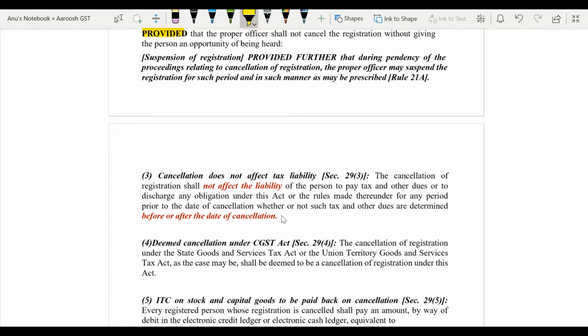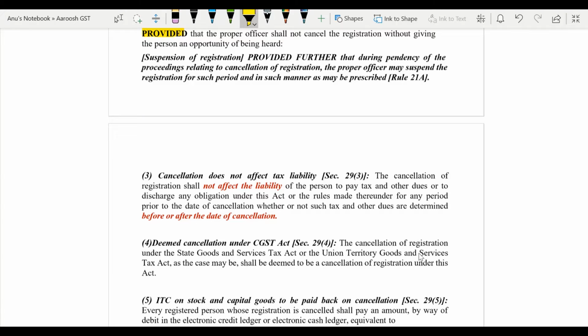So it basically means that if I'm not a registered person, that does not mean I'm not liable to pay tax, right? So who's a taxable person? A taxable person is someone who is liable to pay tax or who pays tax regularly. So two things: the one who pays tax, and the one who is liable to pay tax. If I'm liable to pay tax, my cancellation does not take away my liability to pay tax. Deemed cancellation under CGST Act.